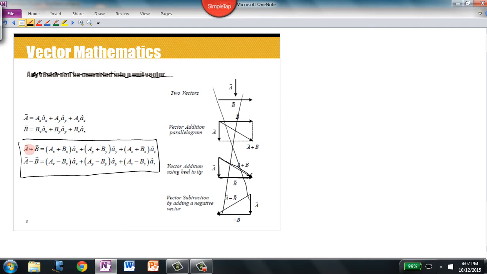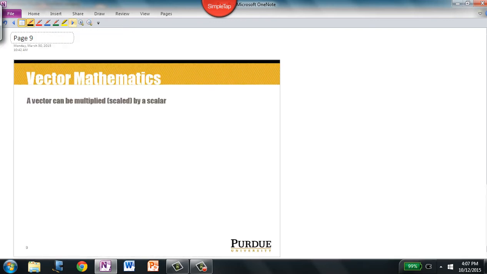Also, you can't add a scalar number to a vector. It doesn't make sense to say something like 2 plus a hat x. That's nonsensical, it's a meaningless operation. Adding a scalar to a vector doesn't mean anything. You can, however, multiply a vector by a scalar.